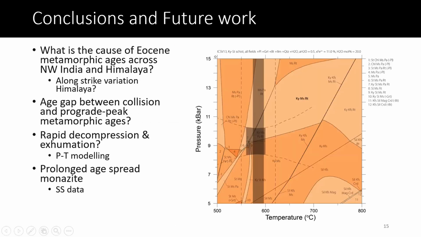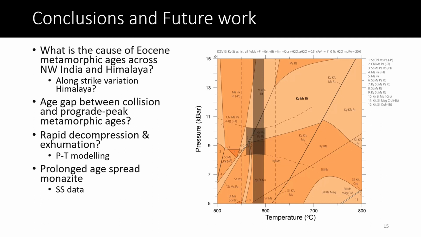And so that raises a few questions for us. What's the cause of that discrepancy between those other areas across northwest India and here? Is there a difference in tectonics between those zones that can account for that different age range? And how does this play into a long strike variation across the whole GHS? Again, we've still got a fairly significant gap between when continental collision occurs and when we're getting our first monazite growth. So what does that mean?